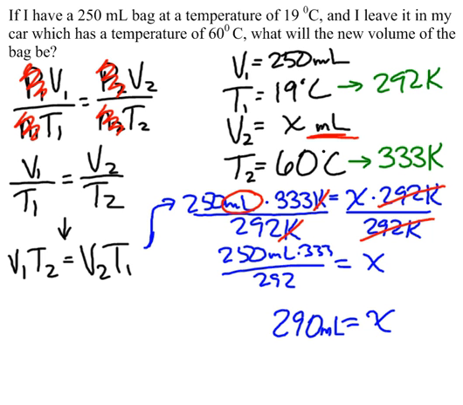Now, if you did this problem, you probably came out with 285.103. But remember, we need to pay attention to sig figs, and this number right here only has 2. So if it only has 2, that means my answer must only have 2.